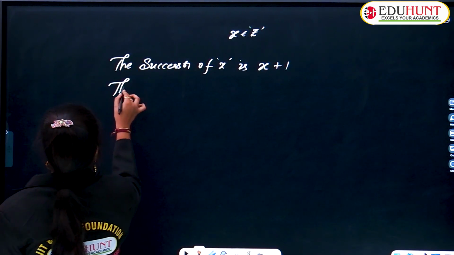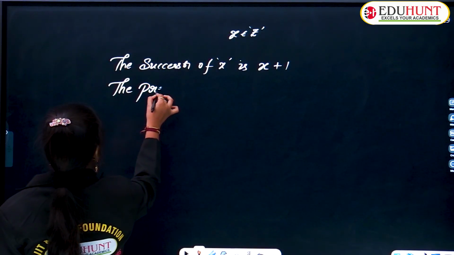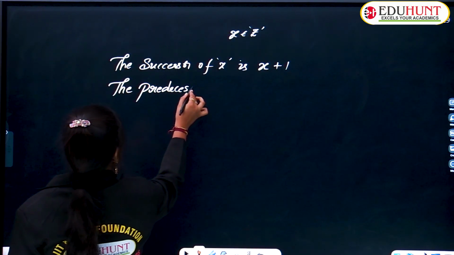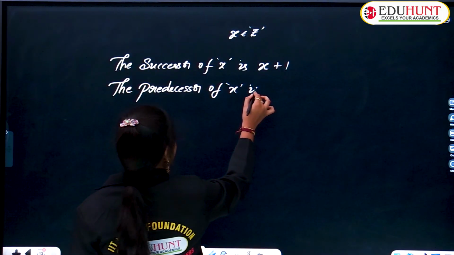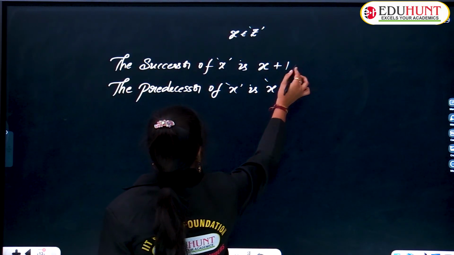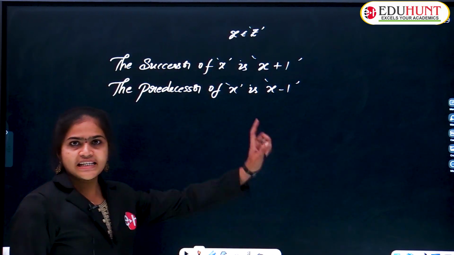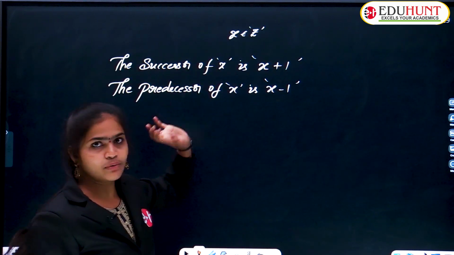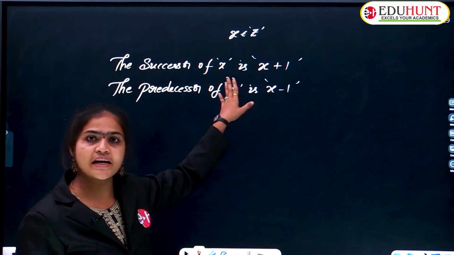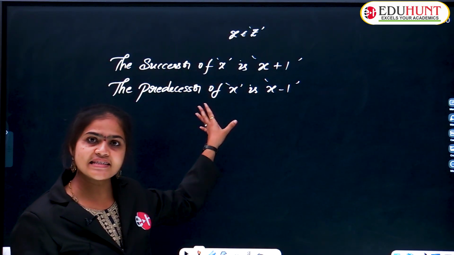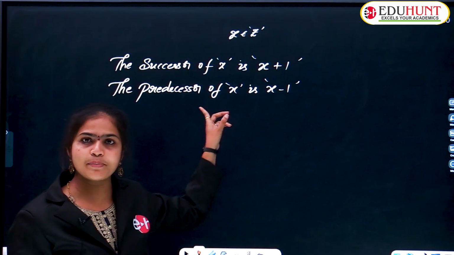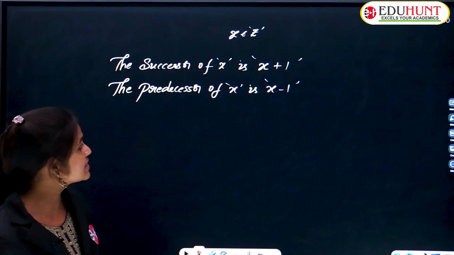Now the predecessor of x is x minus 1. For example, x is equal to 56. Then its successor is 56 plus 1, and its predecessor is 56 minus 1. Understood? So this is the general form.